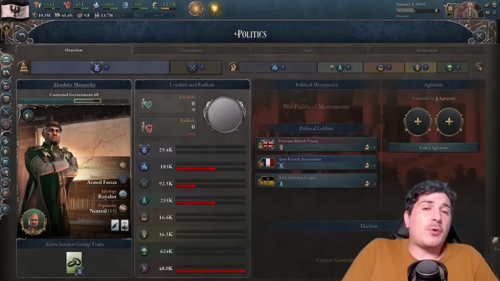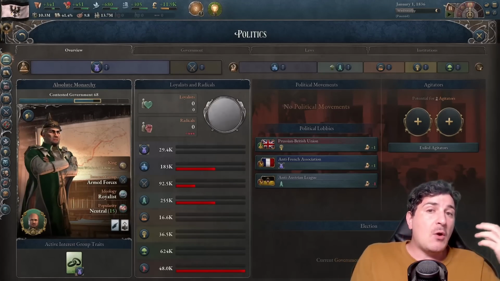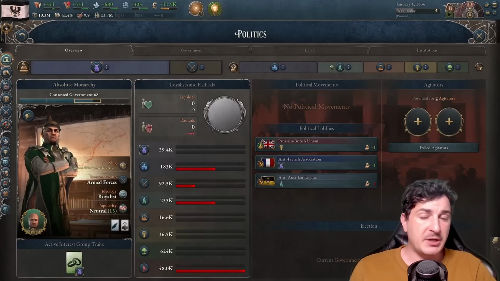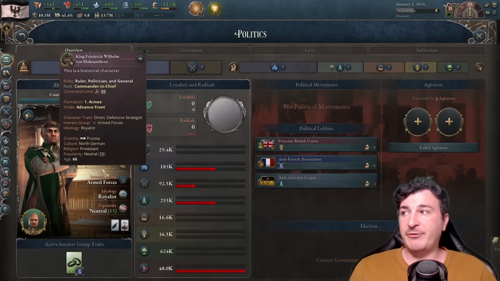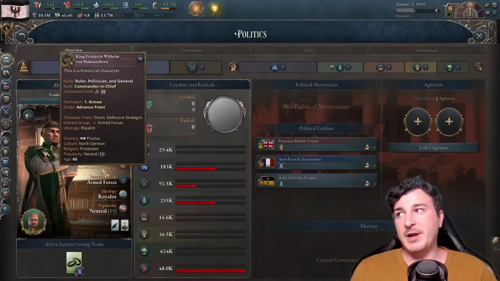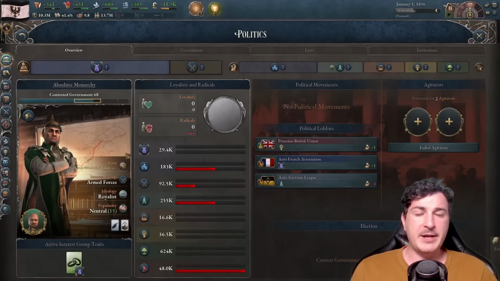The first tab is of course the overview tab. It is extremely useful to better understand what is happening in your country from a political perspective. We see our ruling monarch, in our case that is King Friedrich Wilhelm von Hohenzollern right now, with our heir being Prince Friedrich Wilhelm von Hohenzollern. Clearly there's a lot of originality when it comes to naming kids in 1800s Prussia.